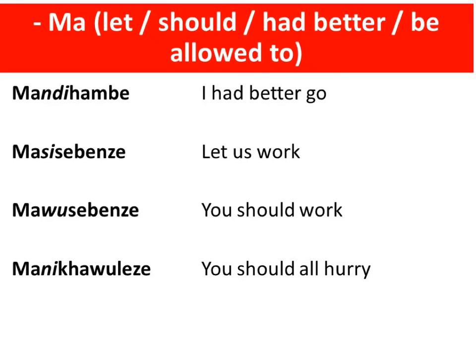Our third construct is the prefix ma, which means let, or should, or had better, or be allowed to. It has sort of a lot of subtle meanings that one slowly gets used to. We'll look at a few little examples here. But again, the verb is ending on an e, that subjunctive verb. So our first example there is mandi hambe, I'd better go.